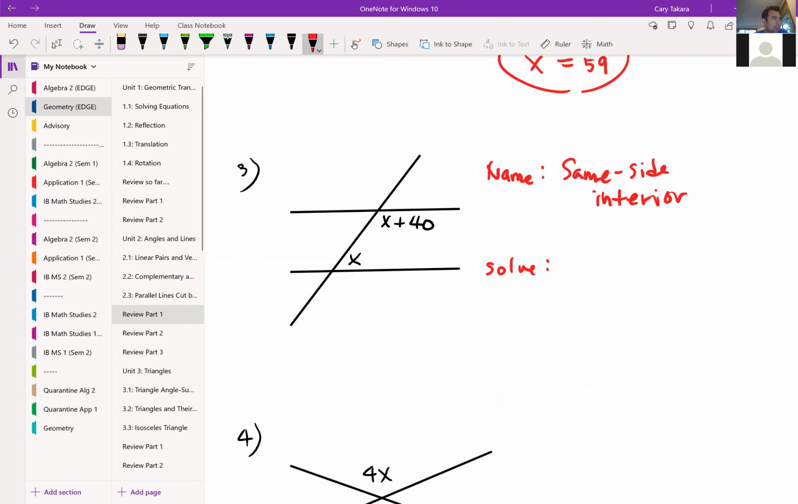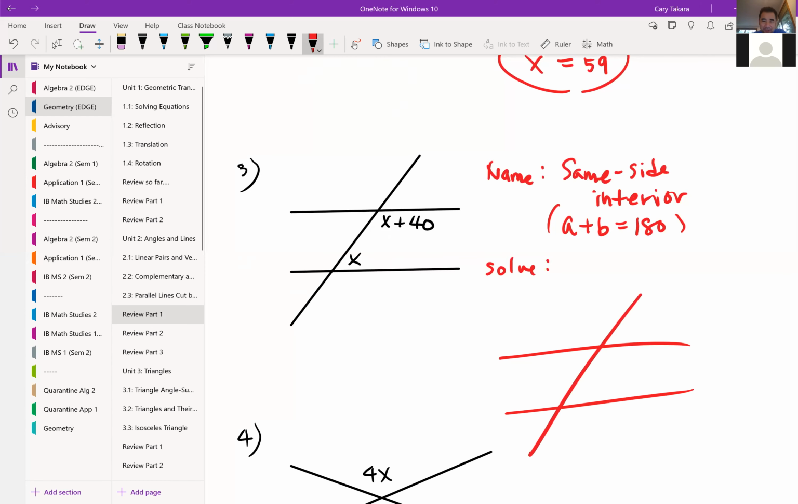And what is the relationship for same side interior? What's the rule for same side interior? It's one of the few that will say that A plus B equals 180. They're not equal to each other. Do they look the same to you, this angle and this angle? No, one is a really big one. The other one is a skinny one, right? They're not the same angle measurements. So it cannot be A equals B, but they are A plus B equals 180.